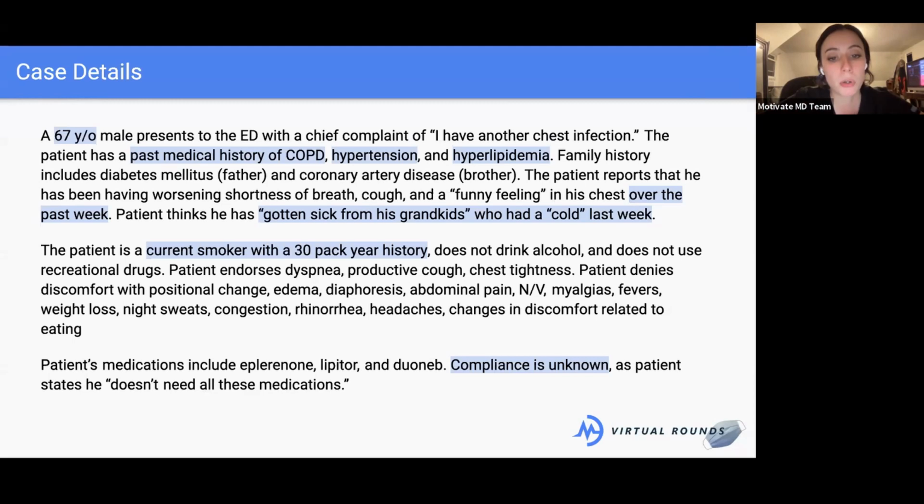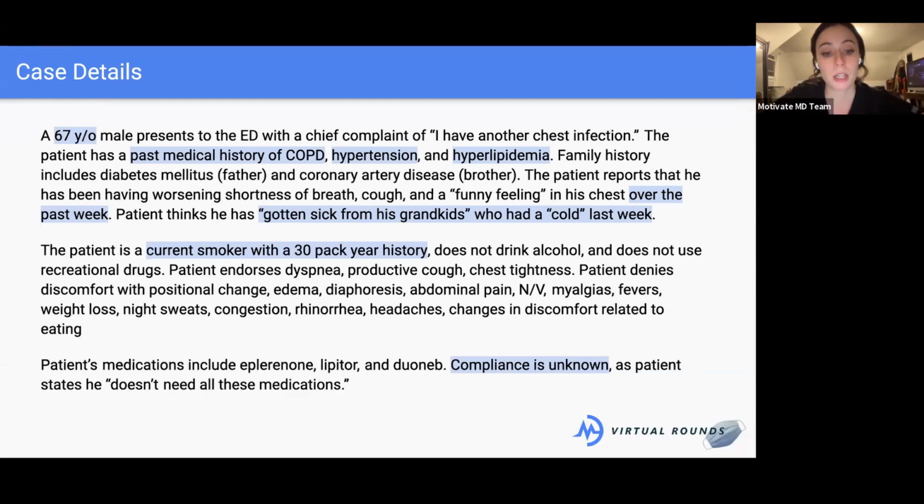The patient is a current smoker with a 30-pack-year history, does not drink alcohol, and does not use recreational drugs. Patient endorses dyspnea, productive cough, and chest tightness. Patient denies discomfort with positional change, edema, diaphoresis, abdominal pain, nausea, vomiting, myalgias, fevers, weight loss, night sweats, congestion, rhinorrhea, headaches, changes in discomfort related to eating. Patient's medications include eplerenone, Lipitor, and DuoNeb. Compliance is unknown.